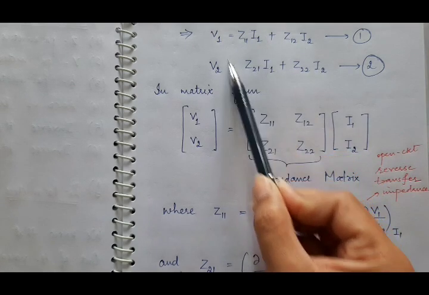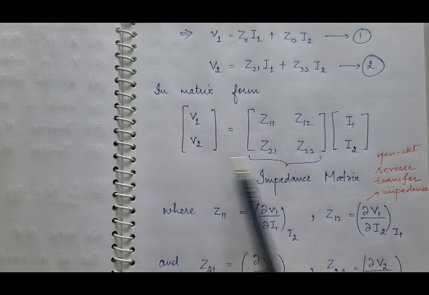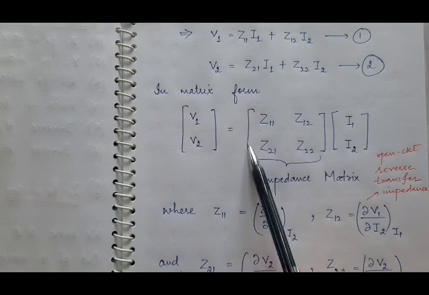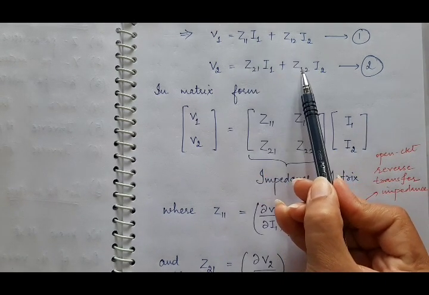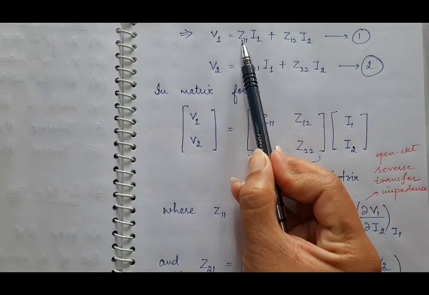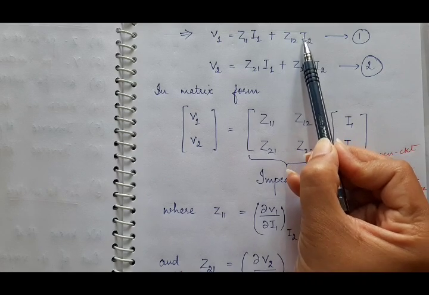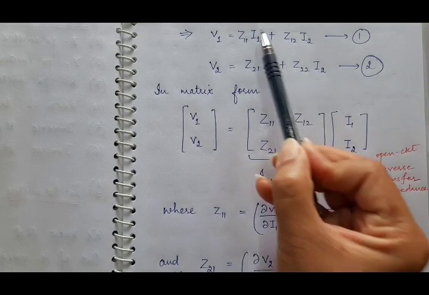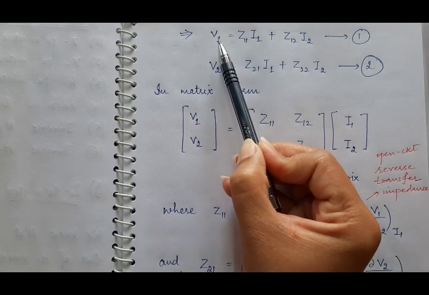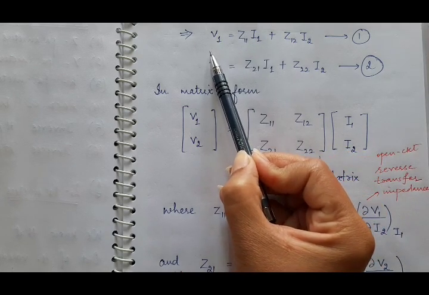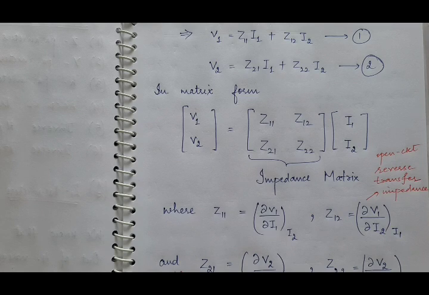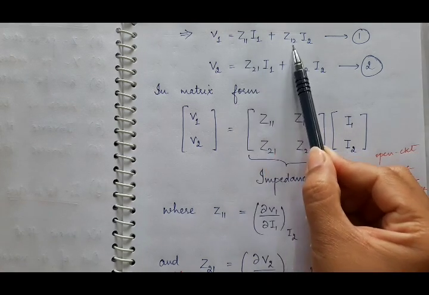You can also write these two equations in matrix form in this way, where this is known as an impedance matrix. And why are we denoting these coefficients as Z? Because if you have to find the value of Z11, you will make I2 equal to 0. When I2 is 0, the value of Z11 will be V1 by I1, moving I1 to this side. And what is voltage upon current? It is resistance or impedance, and impedance is denoted by Z. That is why we are denoting these coefficients by Z.